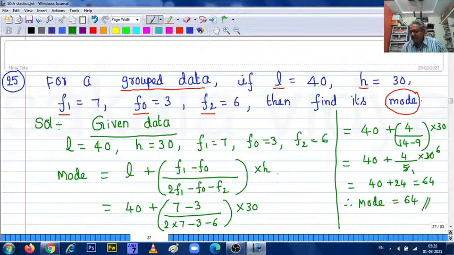So understood? Clear? Is it clear or not? Yes or no? Right.